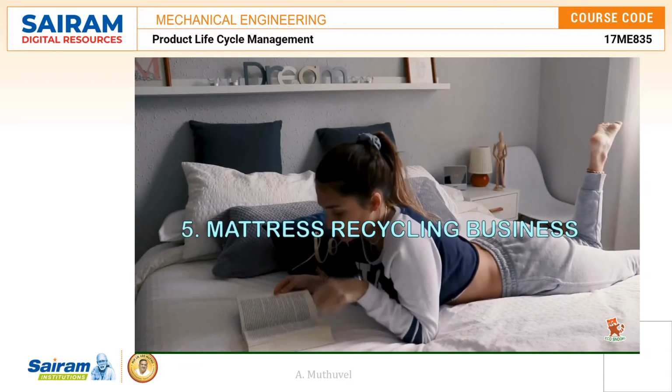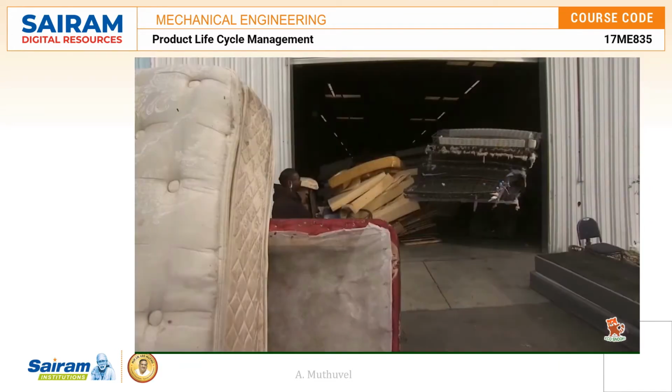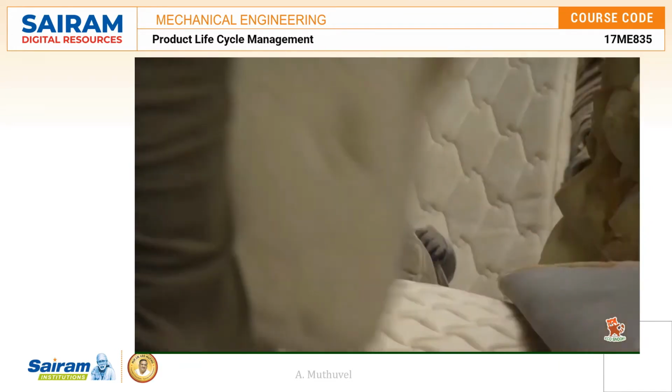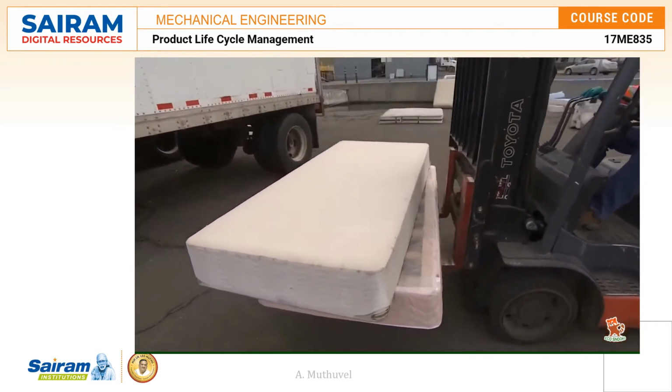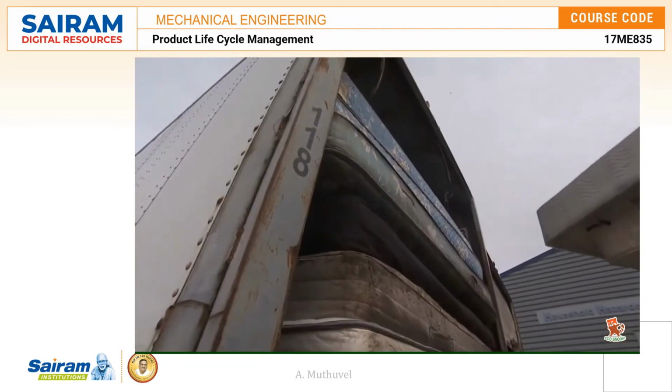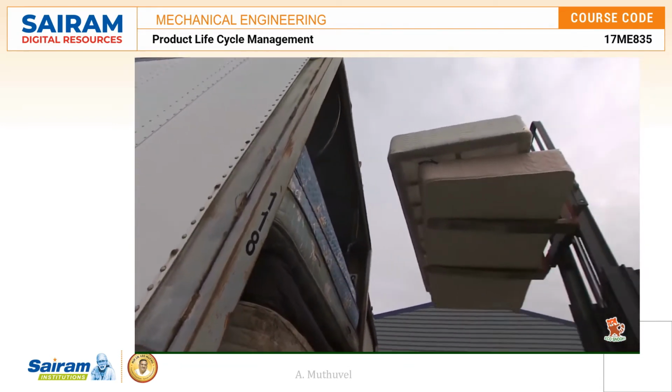Mattress recycling comes at number 5. Over 4.5 million mattresses are sent to landfills or incinerators in the US every year. These end up damaging the environment negatively, and there is an increasing pressure to have them recycled.